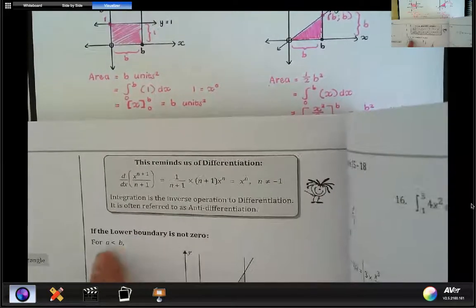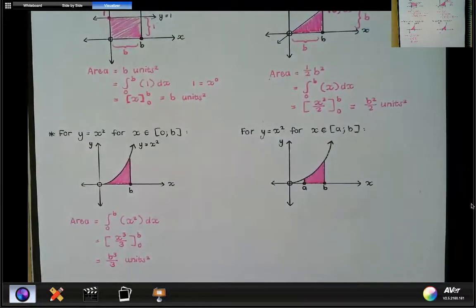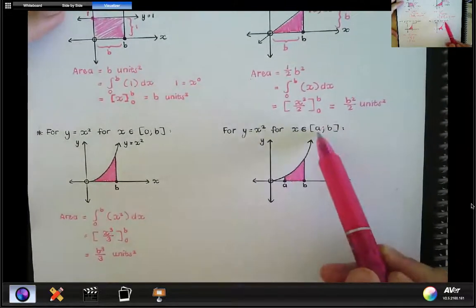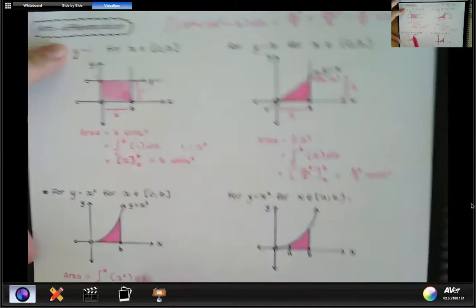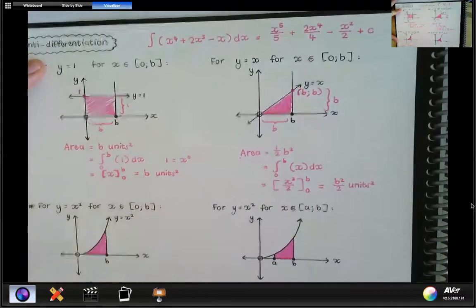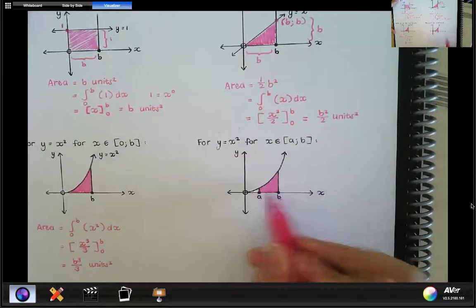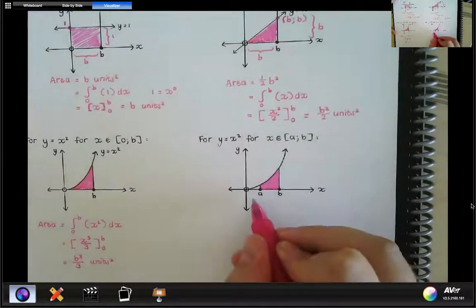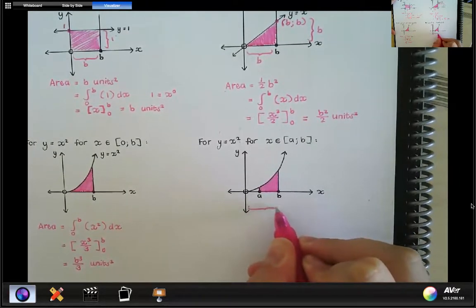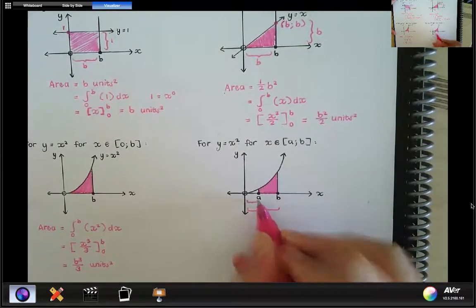But now we need to talk about if the lower boundary is not 0, which is this last diagram that I have here. So we have the same graph. We again have y equals x squared, but now we're going from a to b, not from 0 to b. All of these were quite straightforward, the first three, because every time our lower boundary for x was 0. Now we have a different lower boundary. Now, if we're trying to find this shaded area, I hope it should make sense to you guys that we're going to take this entire area, so from 0 to b, and then to get rid of that small area there, we're going to have to minus the area from 0 to a.